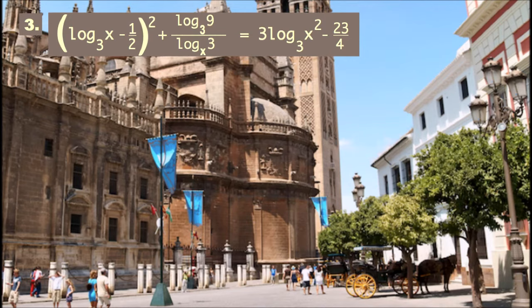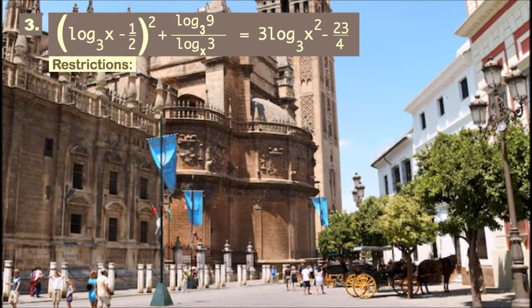Question 3. Log base 3 of (x minus 1/2), everything squared, plus log base 3 of 9 over log base x of 3 equals 3 times log base 3 of x squared minus 23 over 4.